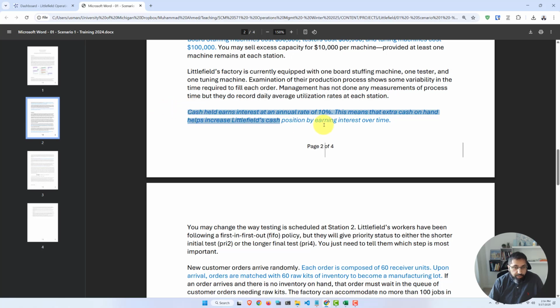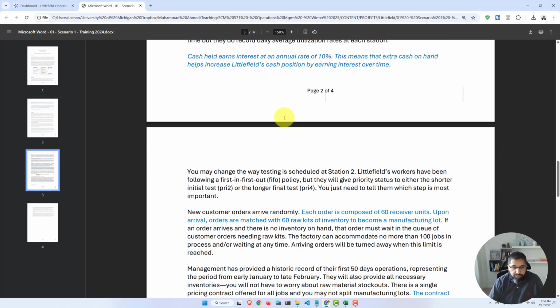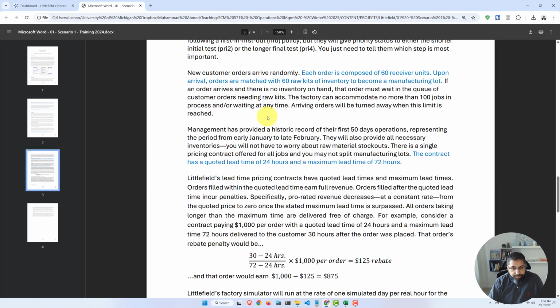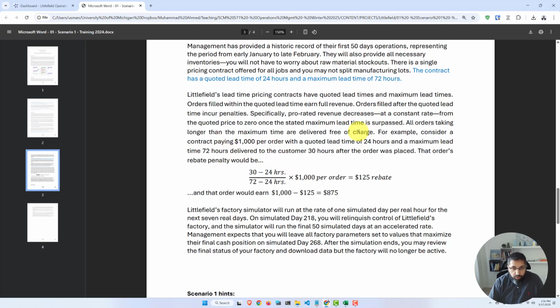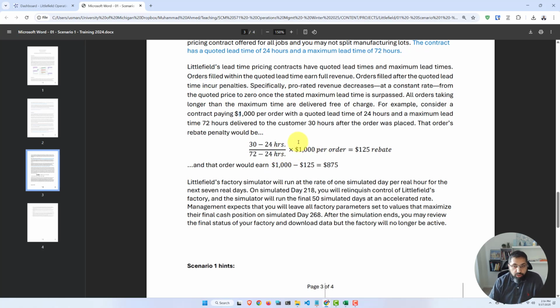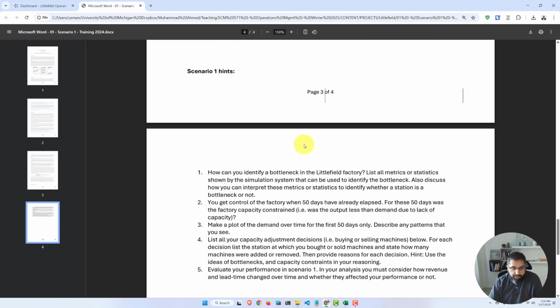Why is this important? Because if you buy a machine you don't need, you're wasting money and you're not going to earn the interest on the money that you would have if you had not wasted it. All right, so it tells you about how the revenue works: if you deliver within 24 hours, within 1 day, you earn $1,000 per order. But if you take more than 24 hours, the revenue drops, right? And if you take more than 3 days, you don't earn any revenue.